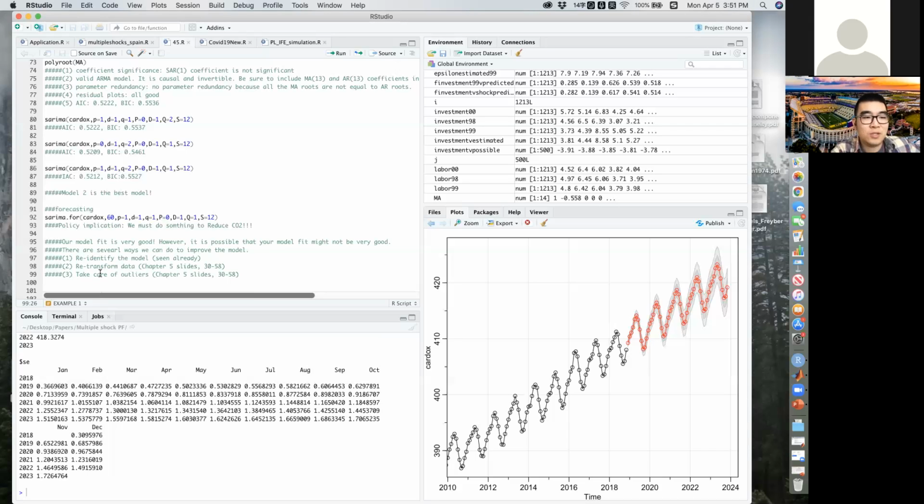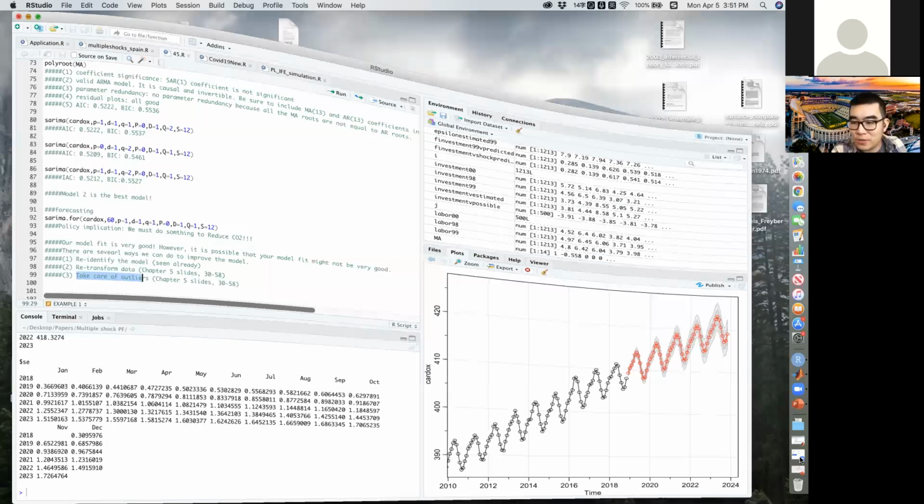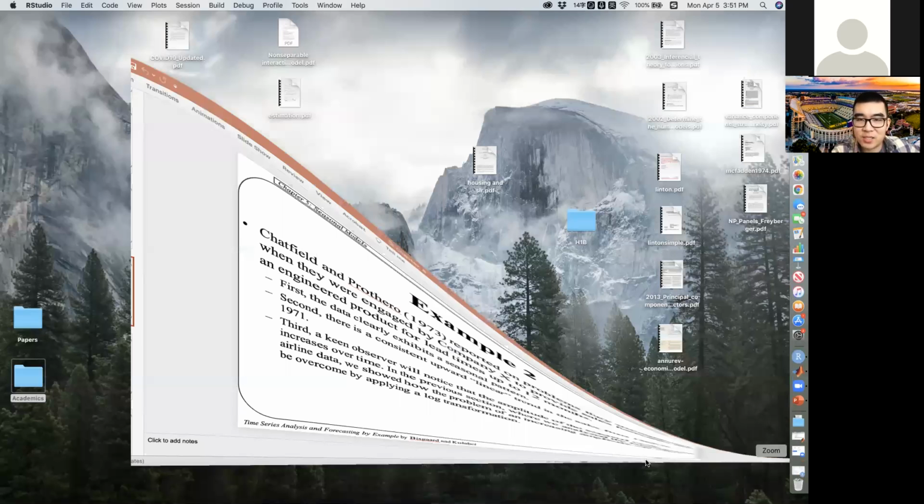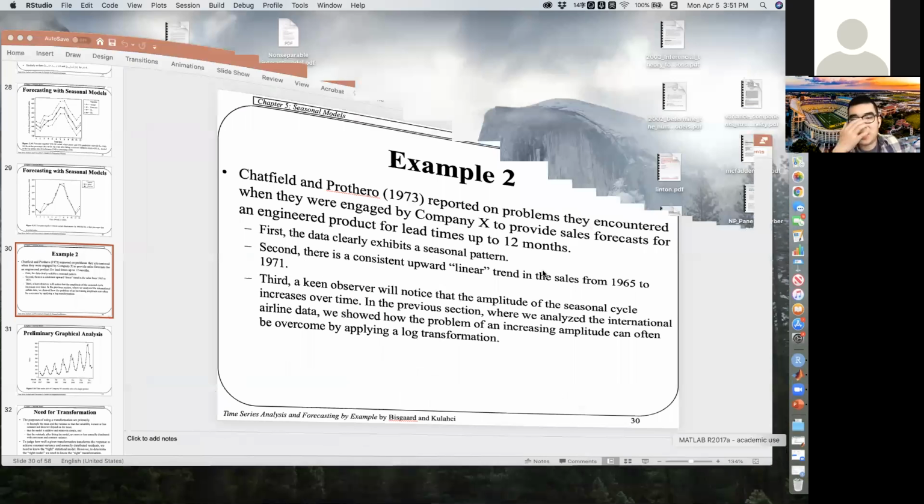So I want to talk a little bit more about how to take care of those outliers in today's class. Okay, so these are the two things that I want to talk a little bit more. One is to retransform the data, and the third is to take care of the outliers. Okay. So I want to use this example, which I think is a very interesting example. It's an example from the BK textbook.